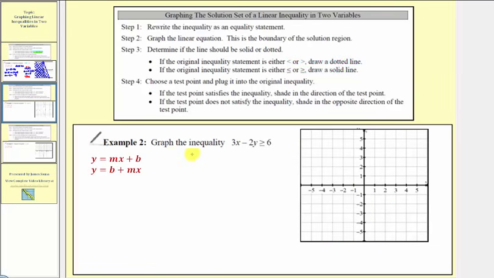Example 2, we want to graph the inequality 3x minus 2y greater than or equal to 6. So we first write the inequality as an equation. So we have 3x minus 2y equals 6. Notice how here, because the inequality symbol is greater than or equal to, we will have a solid line.